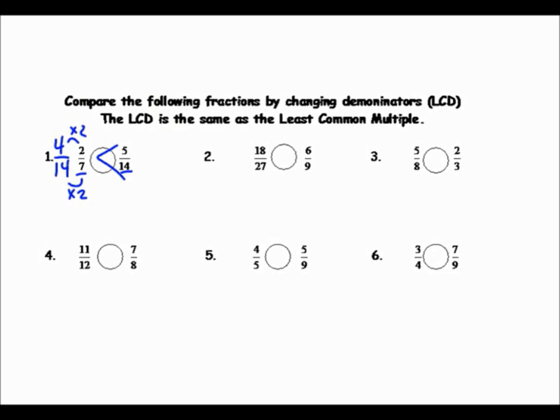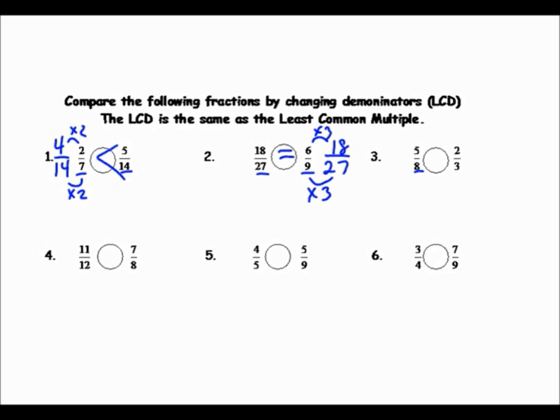Again, on the next example, you only need to change one denominator. You've got 27ths and 9ths. The least common denominator would be 27. So 9 times 3 is 27, and 6 times 3 would be 18. You've got 18/27 and 18/27. Those are actually equivalent fractions.